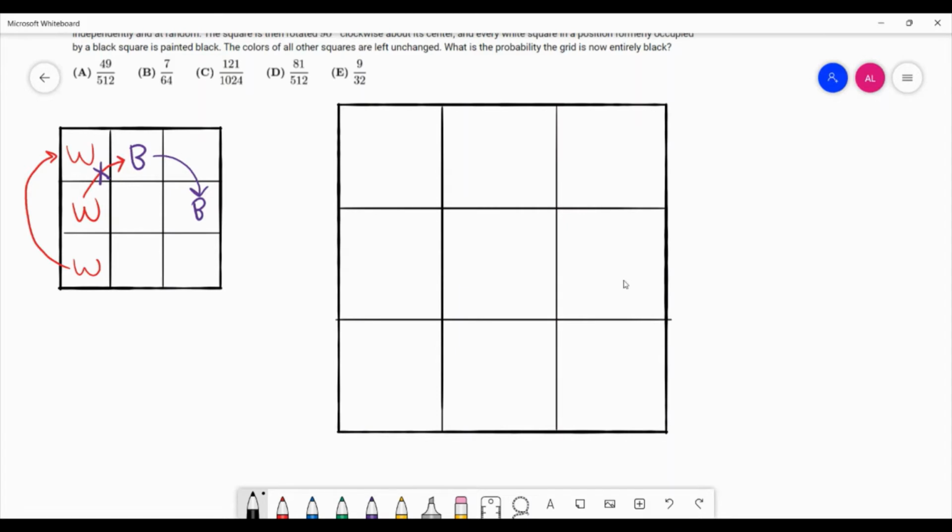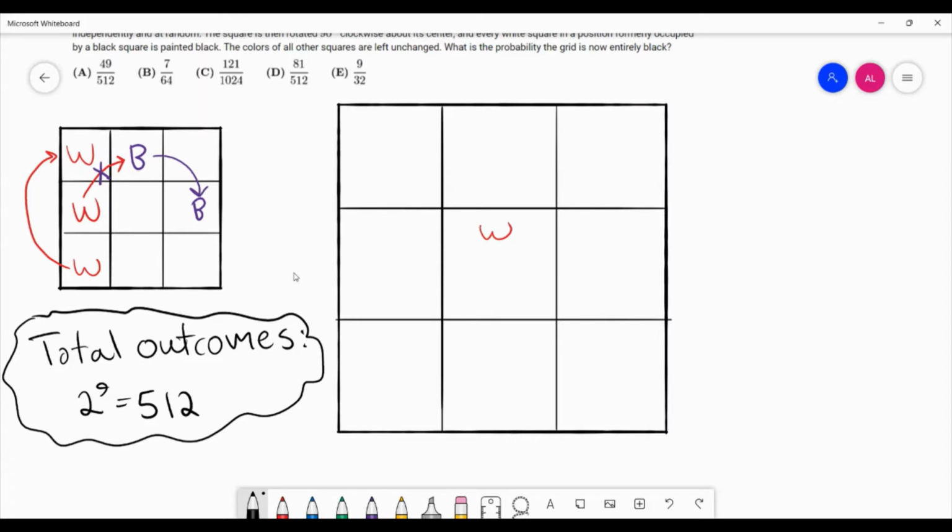So here is the chart, a larger version of the Sudoku puzzle we will be looking at in order to solve this problem and to analyze it. But before we do that, the total outcomes for the initial colorings: there are 2 ways to color each square, right? Either white or black, and there are 9 squares, so 512 total outcomes. That's why a lot of the denominators are powers of 2.